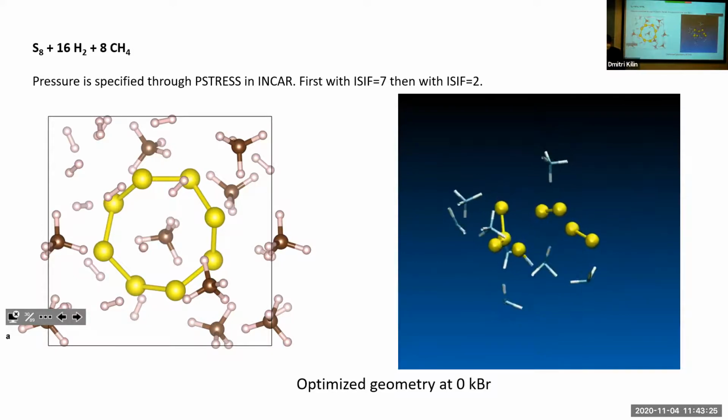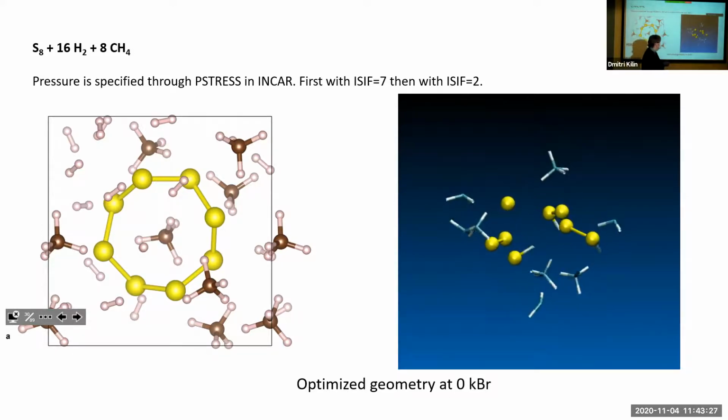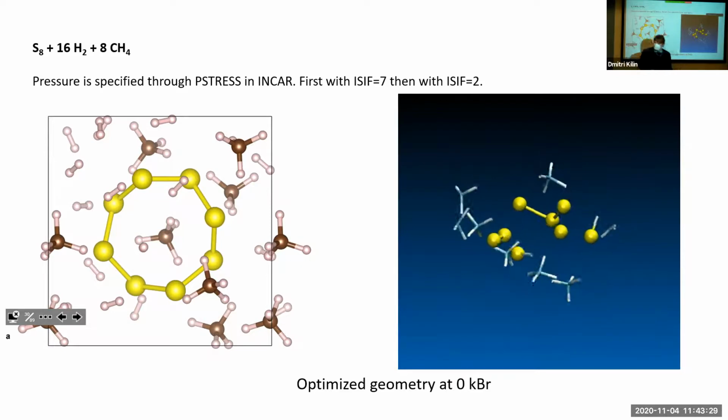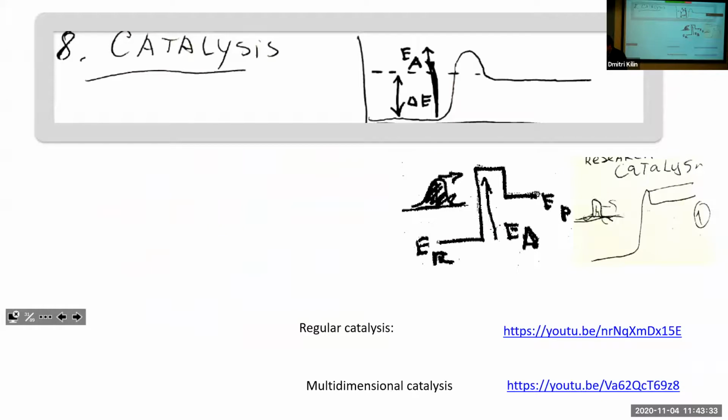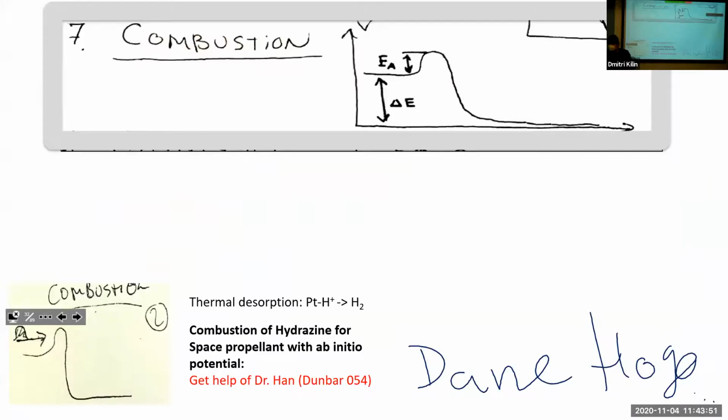Is that in a methane atmosphere? Yes. Catalytic reactions or combustions, it's just going from reactant to product over a barrier, and the difference is whether it is endothermic or exothermic. And the goal of catalysis is just to make the activation barrier lower. Okay.